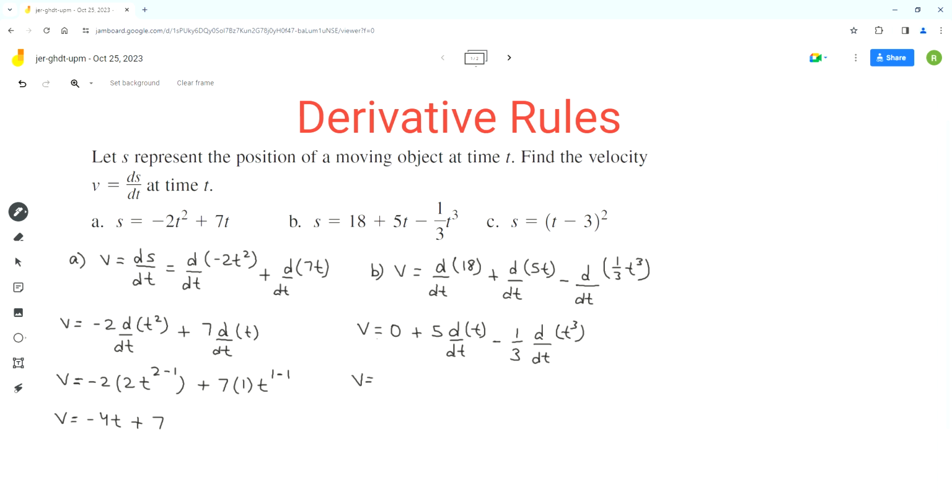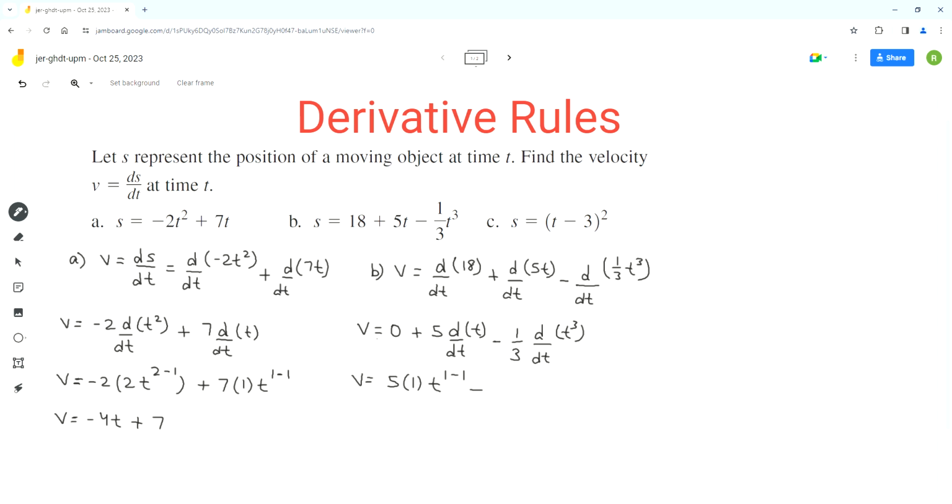Now in the next step, we can find the derivative of the terms. So the 0 goes away. So we start with 5. The derivative of t is just 1. So here we have to use the power rule. So the exponent of t is 1. So we move the exponent to the front and then we subtract 1 from the exponent.